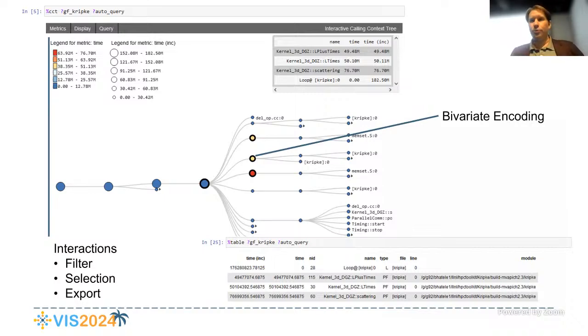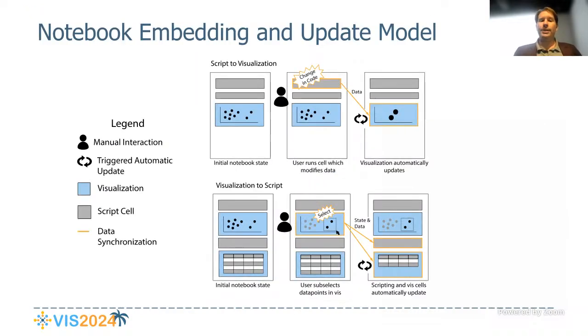Now, in addition to developing this specific visualization, we also had to support this fluid interaction between the visualization side and the scripting side. So we developed a framework that ensures that visualizations update automatically whenever you change the code, as you can see in the top diagram here, and also allows the data model to be updated inside of the notebook whenever you change something in the visualization, say like subselecting some points.